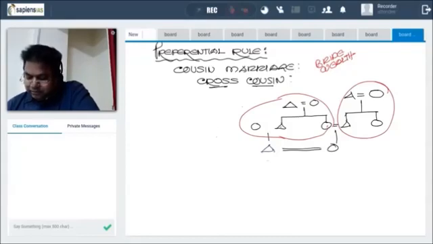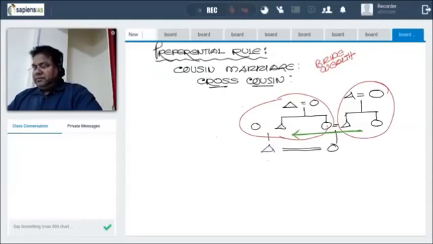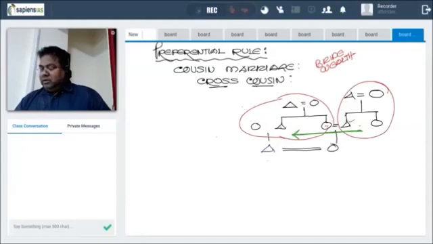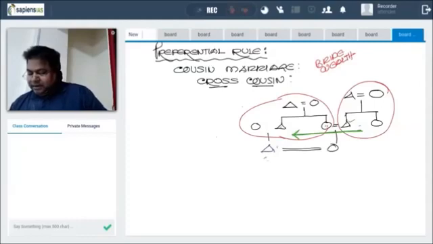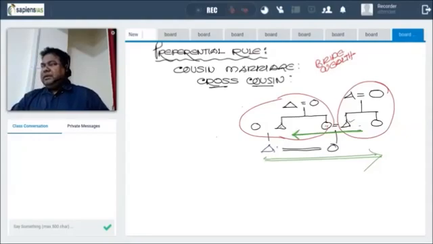He gave bride wealth to this family. Groom to bride. He is a groom. So from his family to this family. When this person will get married, he is paying bride wealth. That means in one generation they have given bride wealth, in another generation they have taken bride wealth.